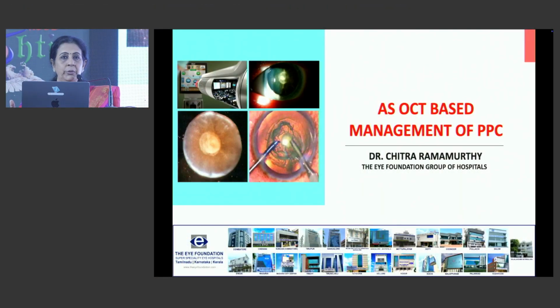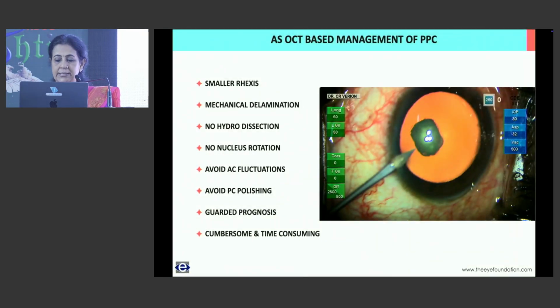Very good morning to one and all of you, and thanks so much, Dr. Soni, for a very kind introduction. So, without wasting time, I'm going to take you on to how anterior segment OCT based management of a posterior polar cataract gives us a greater ease in identifying which are actually routine cases.